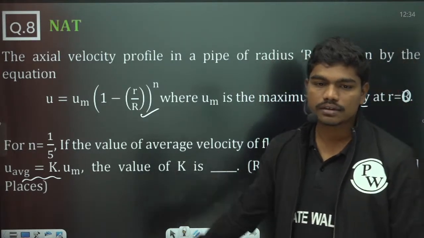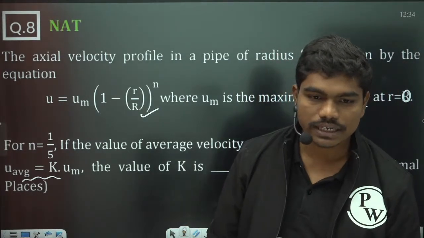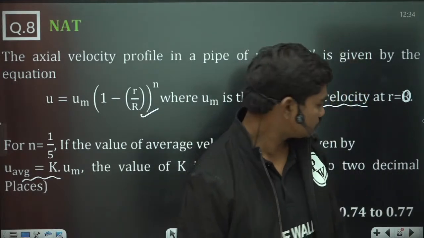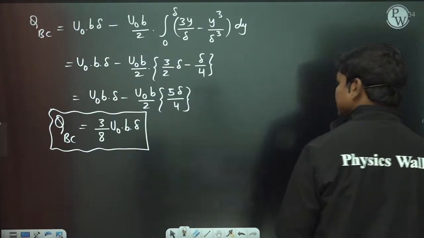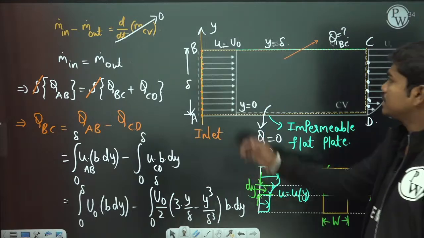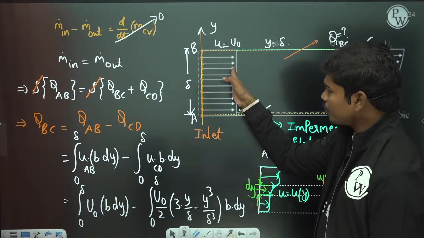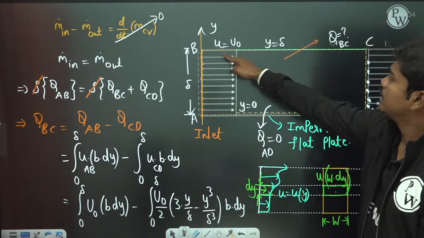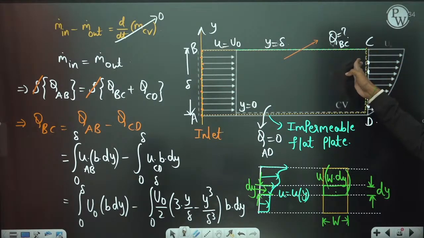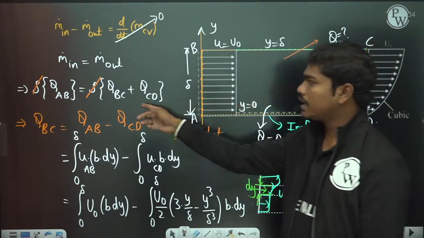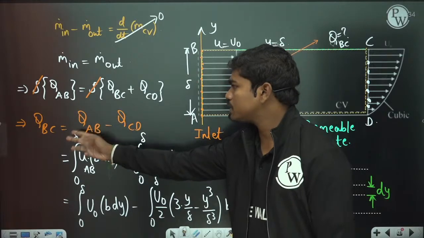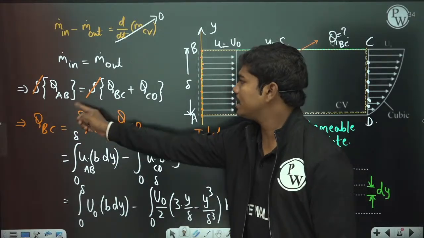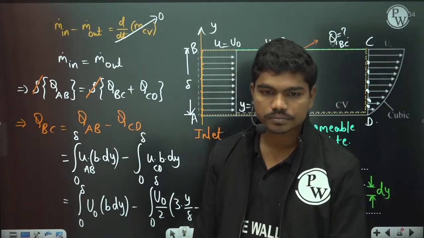So one thing, why is the discharge at section BC equal to section AB minus section CD? See here, whatever discharge is coming in should be equal to the discharge through this phase plus the discharge through that phase. So that's why we have it in this equation. So from this equation we got BC is equal to AB minus CD.